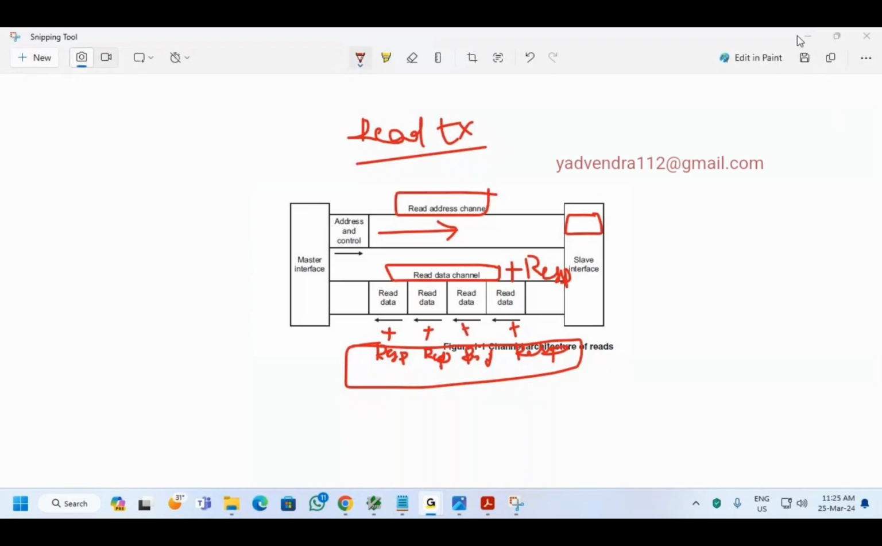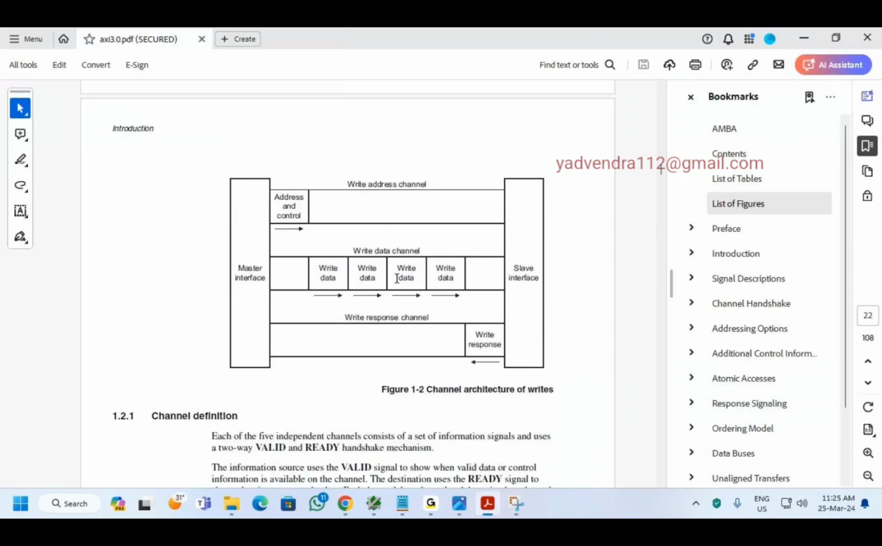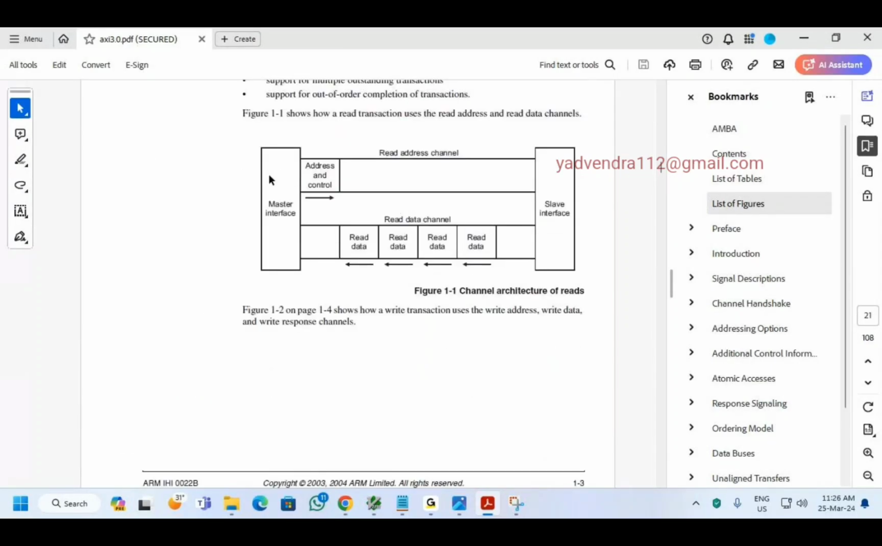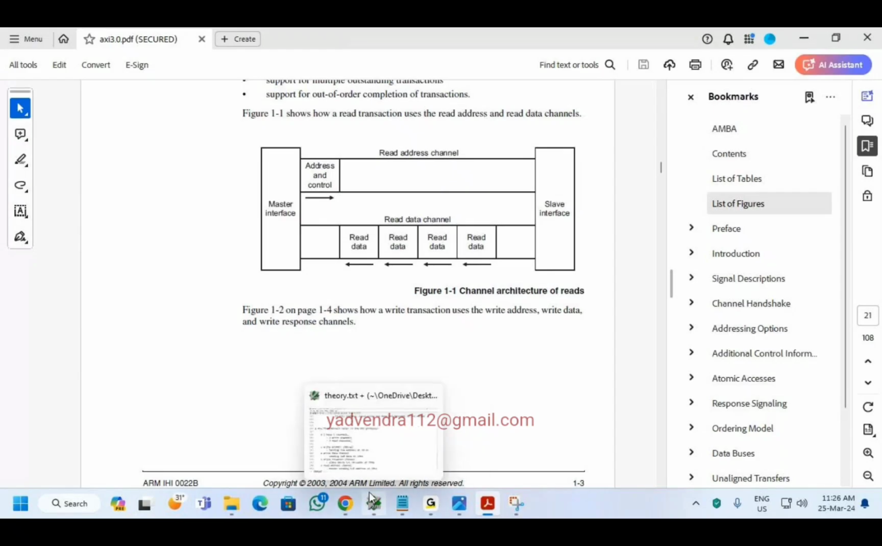So we have discussed how the write channel transactions and the read channel transactions happen. In the address phase, the master is sending the address. In the data channel, the master is sending write data. In the response channel, the slave is sending the response. This is what a write transaction means. Now in the read address channel, the master is sending the read address to the slave. The slave is sending data and response in the read data channel. This is what the read transaction is.